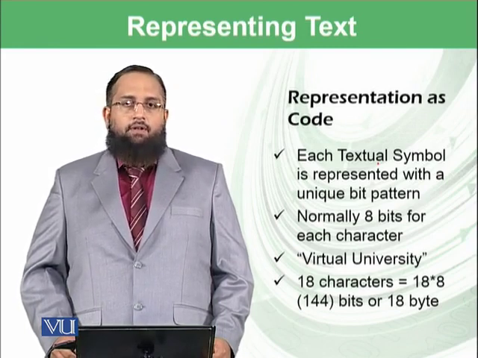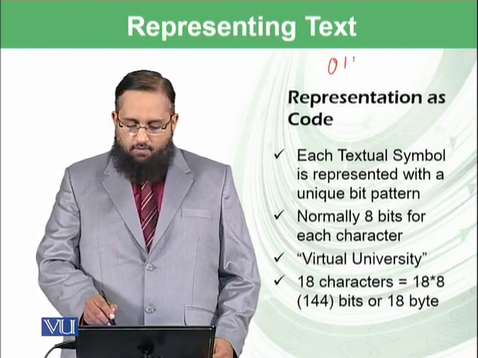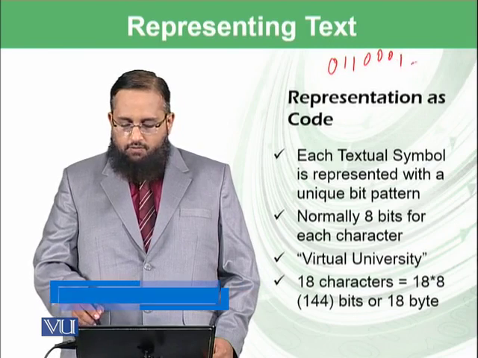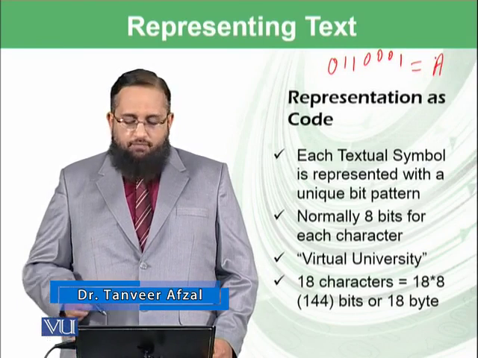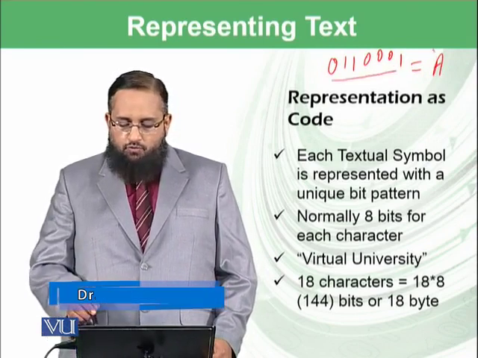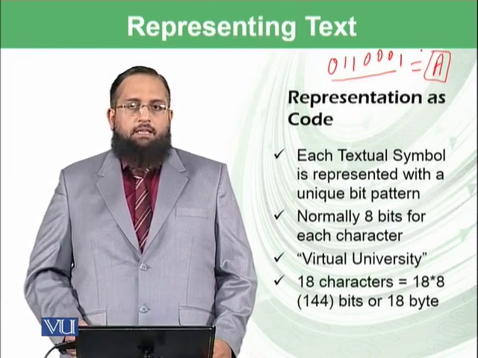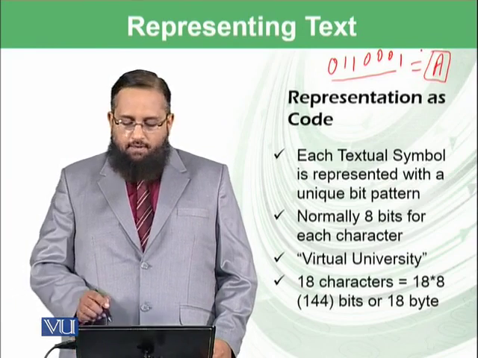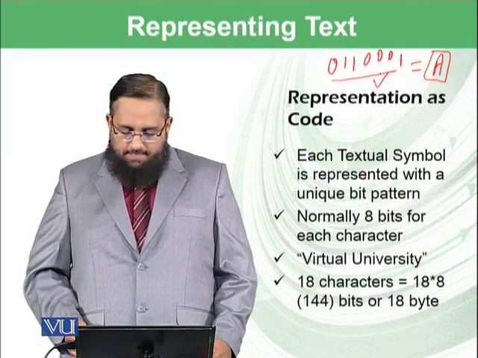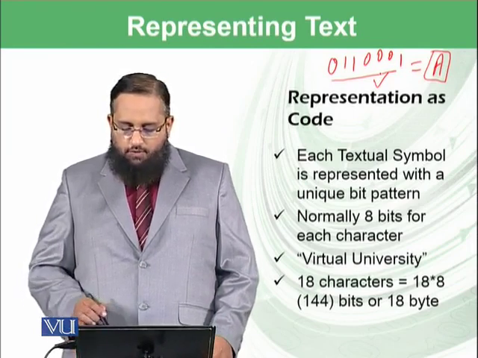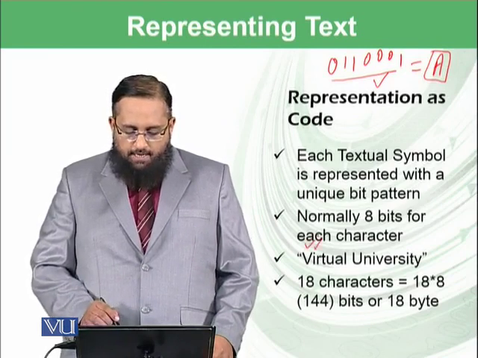So we have a number of zeros and ones. For example, we can say that 0 1 1 0 0 0 1 will be A. I'm just giving an example. Such a unique pattern will be used to represent one symbol, and there would be a number of such symbols available in the world, and for each symbol we will design a unique bit pattern that would normally be of 8 bits. So if we want to store virtual university, V would be stored in 8 bits, I would be stored in 8 bits, and so on.